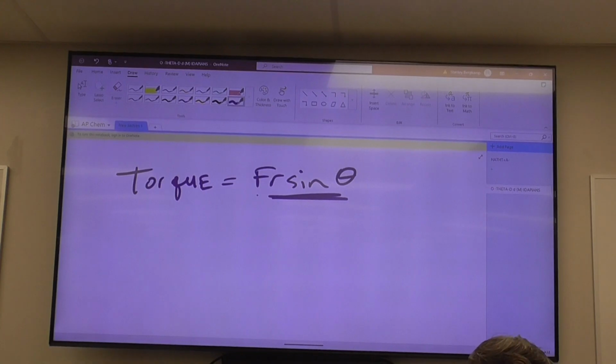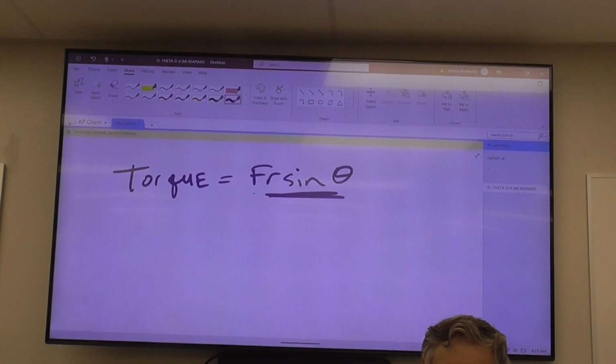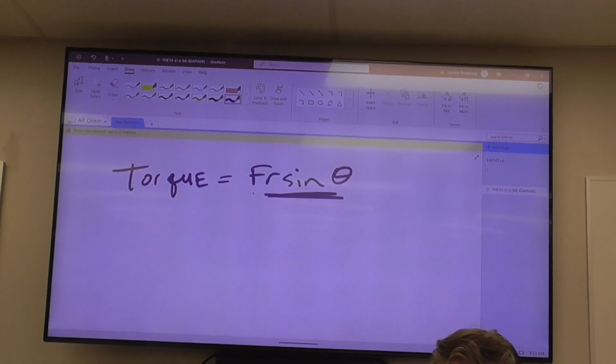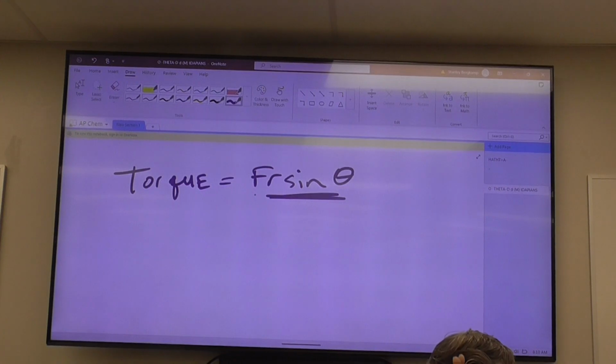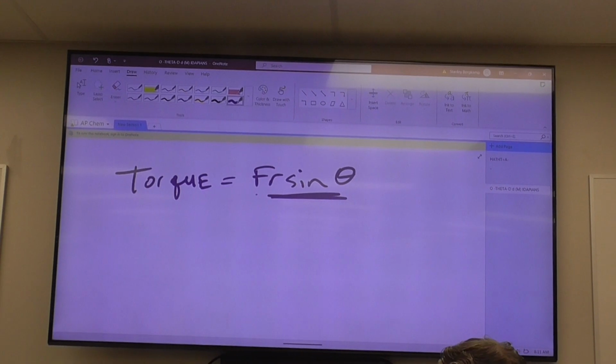So if you look at this setup, all of these, that angle here is going to be 90 degrees. So what's the sine of 90 degrees? 1, right? So unless you're given a specific angle, you just have to assume that the force is being applied at a 90-degree angle to the surface.